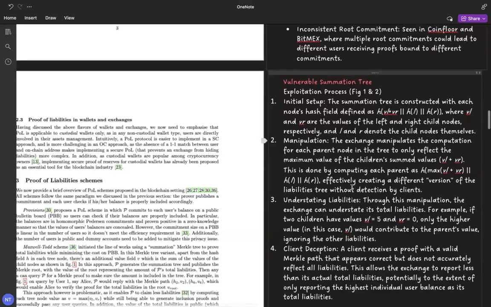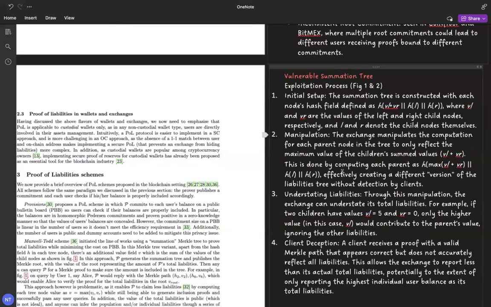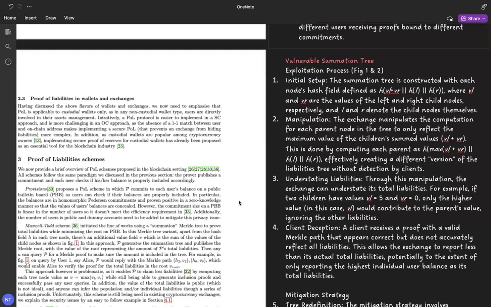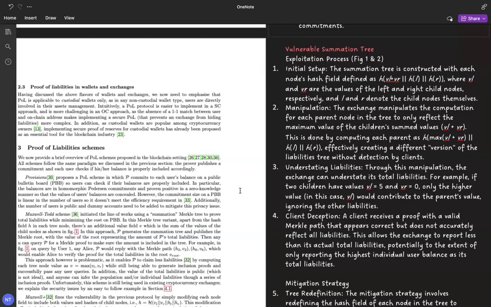Going to the very first one, the vulnerable summation tree. Let me see the picture here. Probably it helps a little bit. In the summation tree, this is basically the very first proposal from Maxwell. In the very first paper, Maxwell and Todd had this, and then they saw this error, and then they published a Maxwell-plus paper. Here you have in the parent node the summation of the values from the left and right child. That's how the hash is stored.